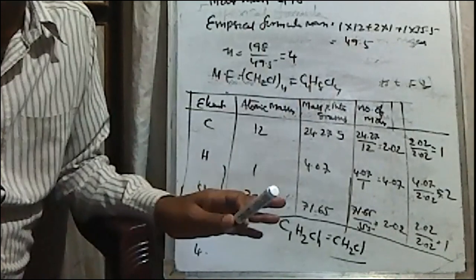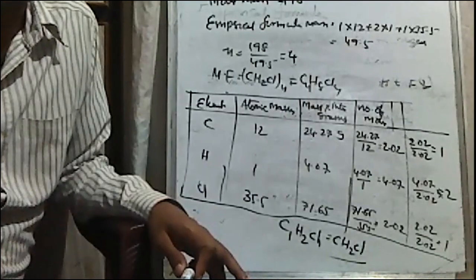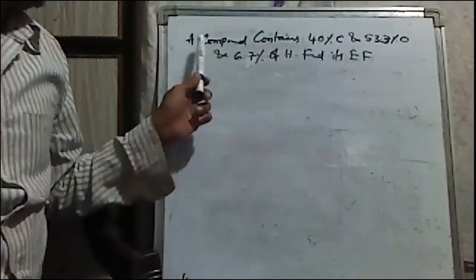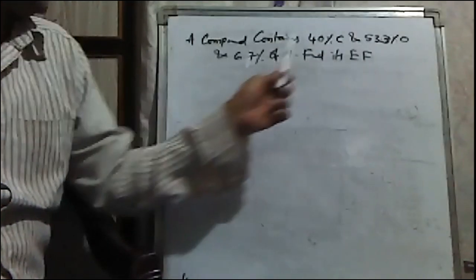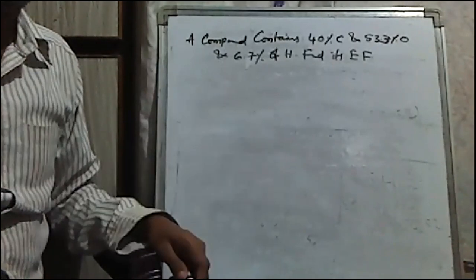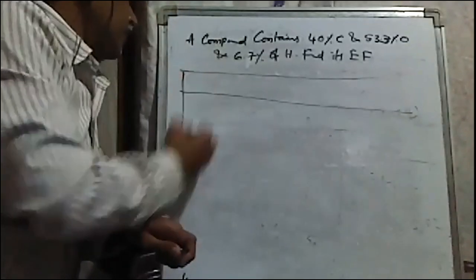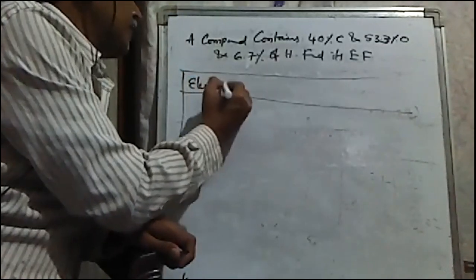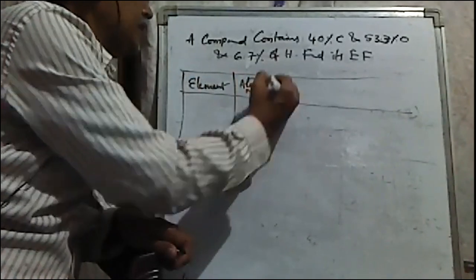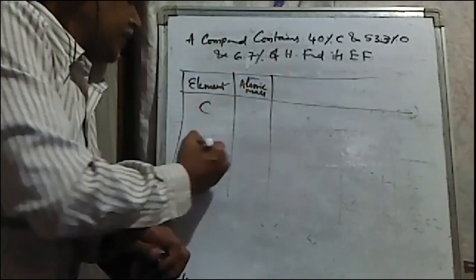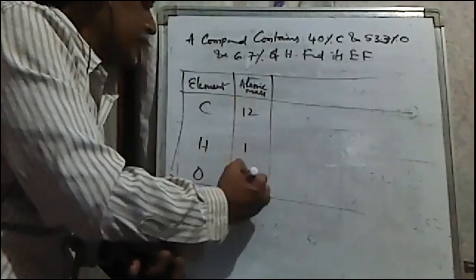Let me take another example and find out the empirical formula and molecular formula. The problem: a compound contains 40% carbon, 53.3% oxygen, and 6.7% hydrogen. Find its empirical formula. Again draw the table. First is the element, second is the atomic mass. The elements are carbon, hydrogen and oxygen, and the atomic masses are 12, 1, 16.